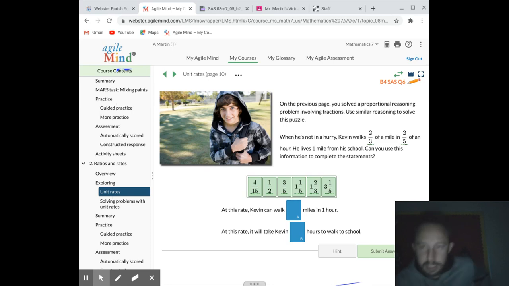Jacaden's really good at working with fractions, figuring out distances. So I think Jacaden ought to lead us in how to solve this. So it says at this rate, Kevin can walk blank miles in 1 hour. And then the other one says at this rate, it takes Kevin blank hours to walk to school.